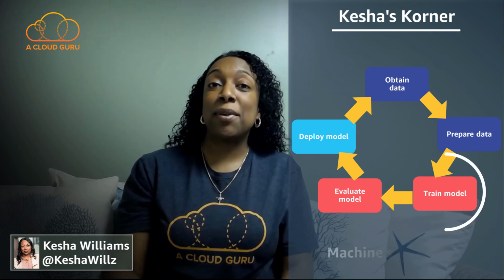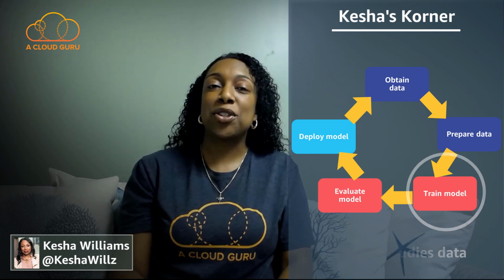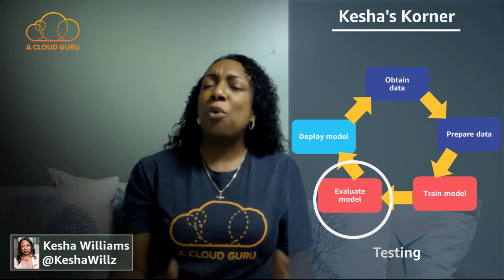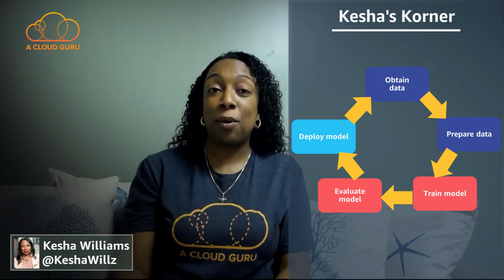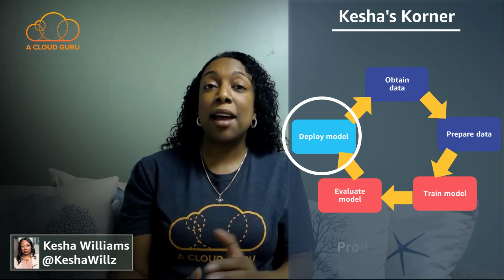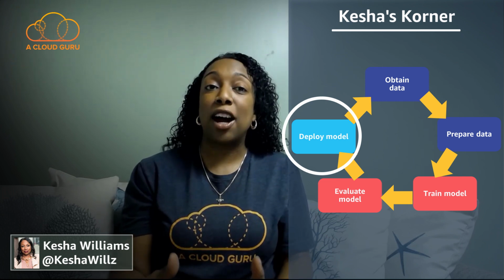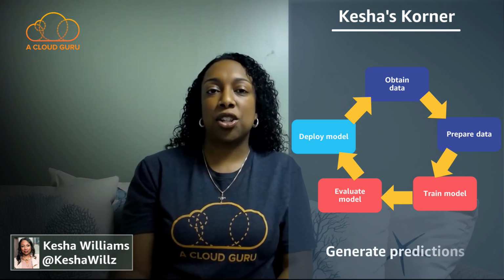The third step is to feed the data to the machine so that it can find trends and patterns to produce the model. The fourth step is evaluating the model's performance. How well does the model perform? How accurate is it when answering questions? The fifth step is productionizing the model, when we place it in a production environment so that other systems can use it to generate predictions.